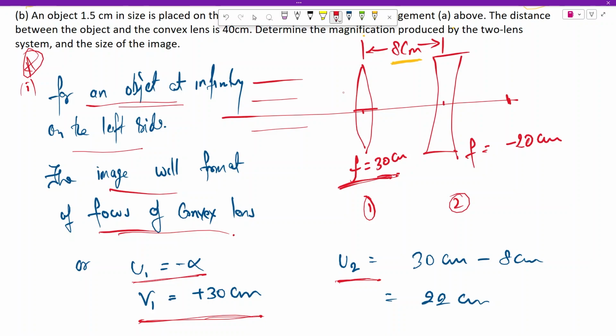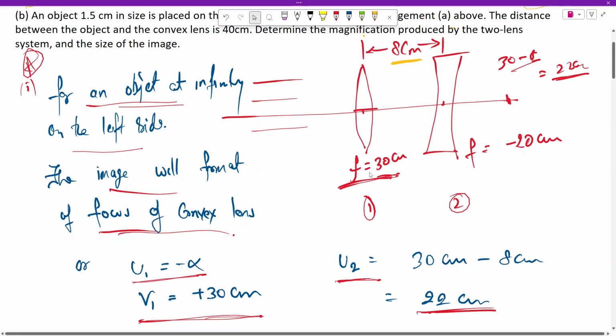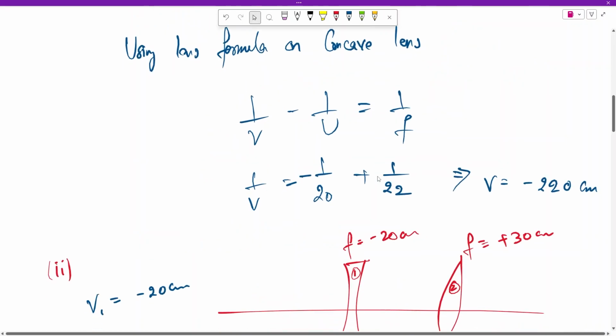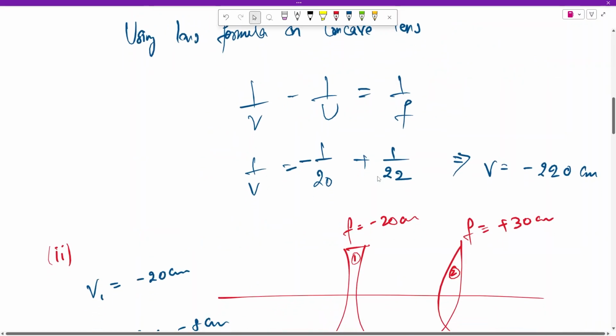Now the distance of this image, which will act as an object for the concave lens, will be 30 minus 8, that is equal to 22 centimeter. So for this lens, the object will be placed at 22 centimeter on the right hand side. So we can write u2 as 22 centimeter. Now using the lens formula for this second lens, we can find the value of v, the position of the image.